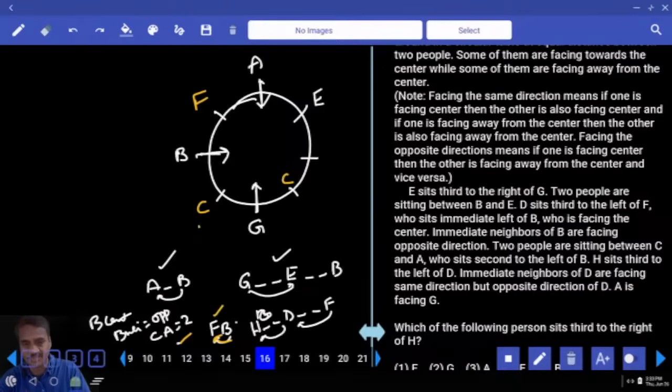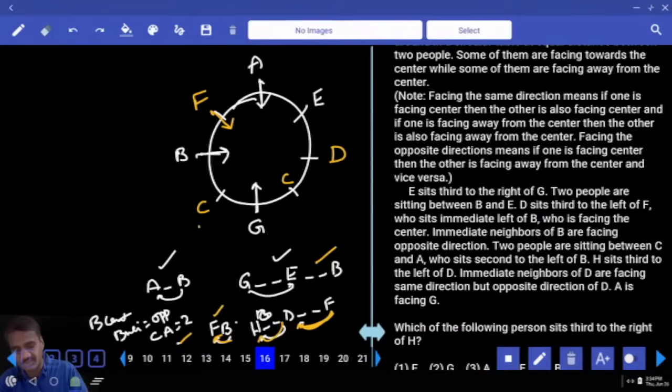Then if B is here, then between H and D, D and F. Now between F and D, how many people? There are 2 people. And D is seated third to the left of F. Third to the left of F means F must be towards the center. Then D will be here. Clear?